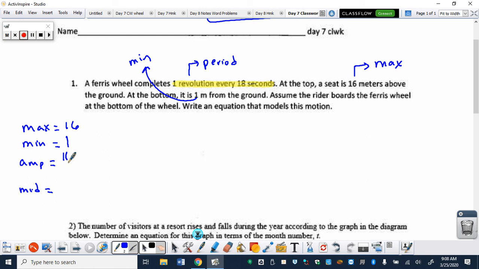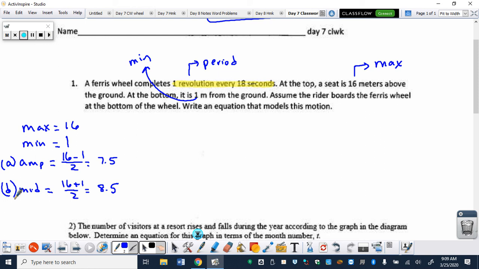So the amplitude will be 16 minus 1 divided by 2. 16 take away 1 is 15. Half of 15 is 7.5. Midline is going to be 16 plus 1 divided by 2. 16 plus 1 is 17. Half of 17 is 8.5. So I'm slowly building my equation. So the amplitude, that's my A value. And the midline, that's my D value.